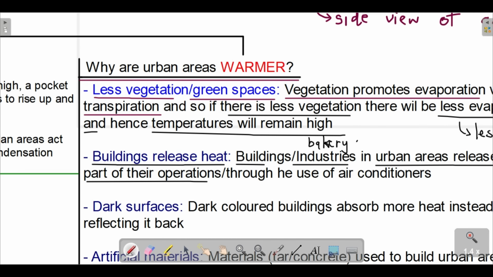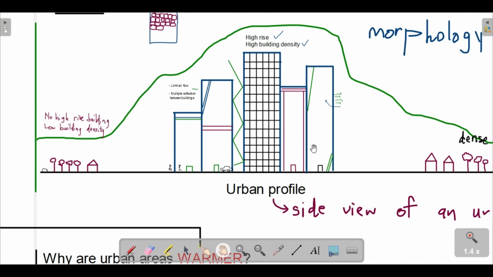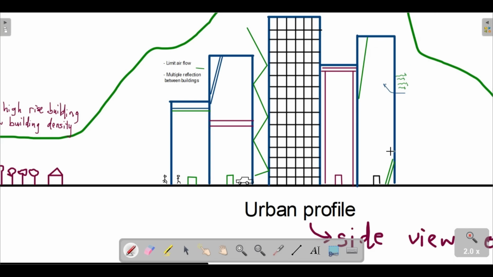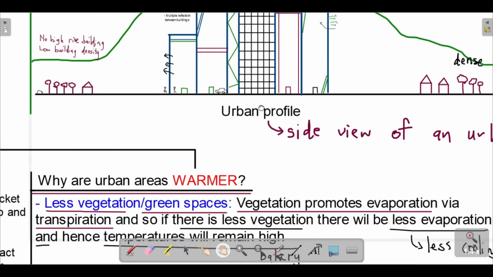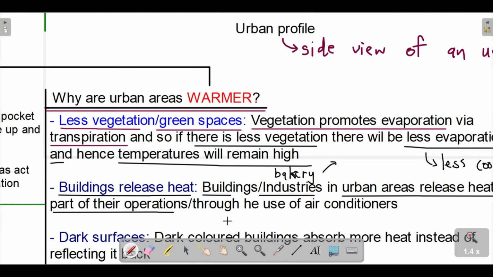So you constantly release heat into the atmosphere, right? Into this confined or small area. Of course, that heat that you are releasing will participate in increasing the temperature of the urban area, right? So industrial buildings such as bakeries release heat as part of their operations.